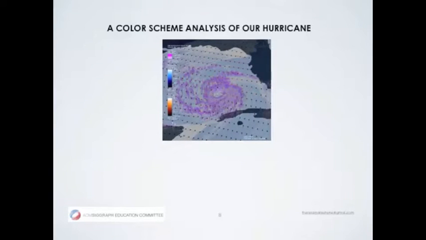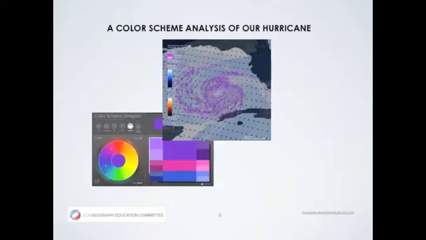Now let's use color scheme analysis to depict the two color schemes that are in our hurricane visualization. We described earlier the analogous color scheme, colors adjacent to each other on the color wheel. That becomes blue, magenta, and purple. Notice that what we have is blue on the outside, magenta on the outside. The color mixing leads to purple on the inside.